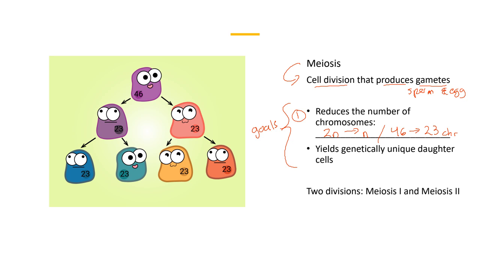And another big thing about meiosis is this is the reason why sexual reproduction is so important, because it's going to yield genetically unique daughter cells or genetically unique offspring at the end. Why? Because that's what meiosis does, and we'll talk about this later. Because of meiosis, we all end up looking different from our parents. We end up being unique. Meiosis is going to go through two cell divisions, meiosis 1 and meiosis 2.